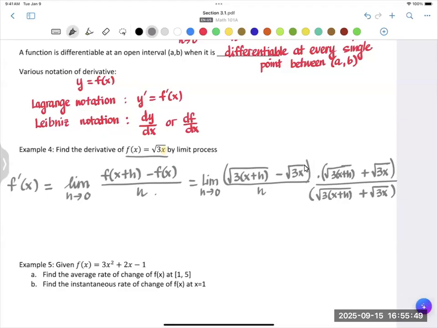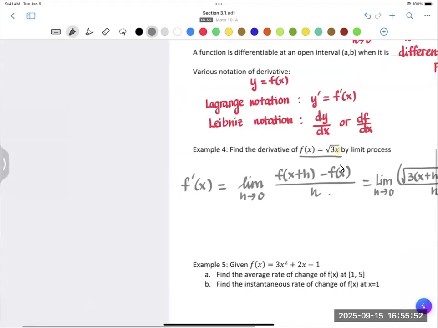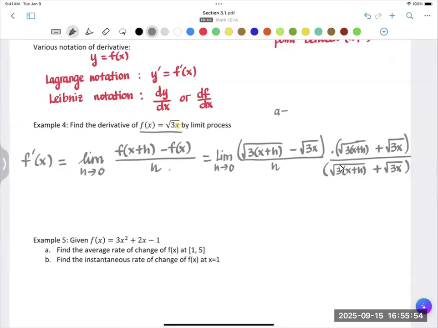All right, and now the top, the numerator, apply the difference of squares. You have a minus b times a plus b equals a squared minus b squared. So my limit as h approaches 0 will be 3 times x plus h, because the radical will be gone, minus 3x. When I have square root of 3 times x plus h squared, the radical will be cancelled by the square, so you have no more radical. Same thing for the square root of 3x term. And then now we're going to divide by h times.